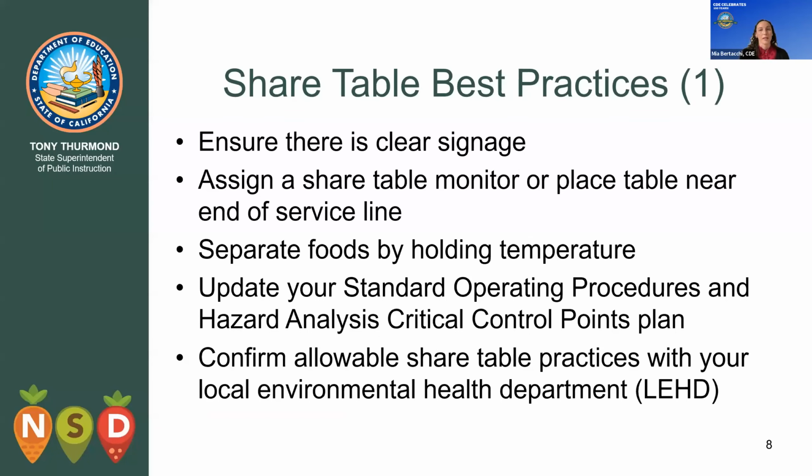So the following are some best practices when using share tables. Ensure there is clear signage. Clear signage at a share table station encourages students to return allowable items to the correct container. Assign a share table monitor or place the share table near the end of the service line. Share table monitors can provide oversight to encourage food safe practices, monitor holding temperatures, and assist students with returning allowable items. Similarly, placing share tables at the end of a service line rather than in the cafeteria allows for better supervision of the share table by food service staff if assigning a dedicated monitor is not feasible for you.